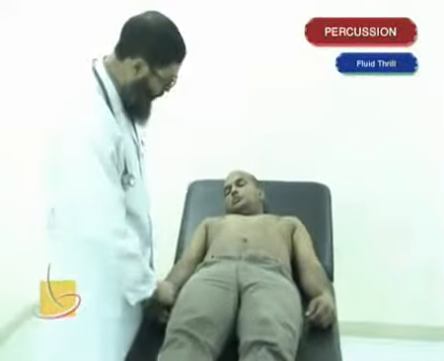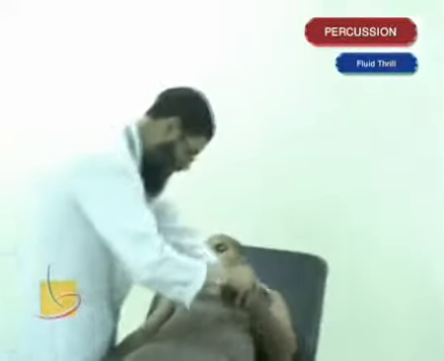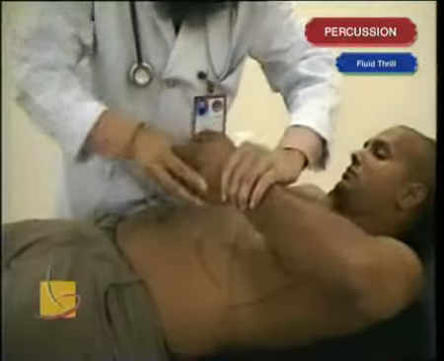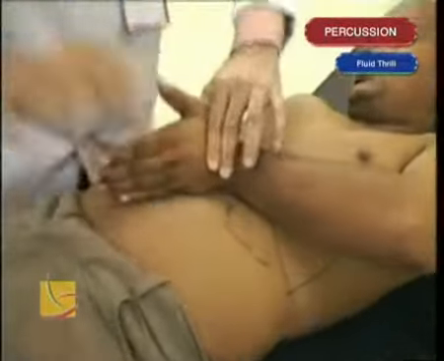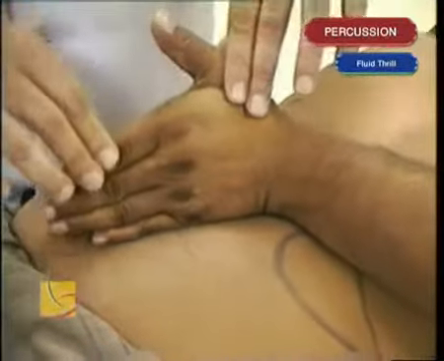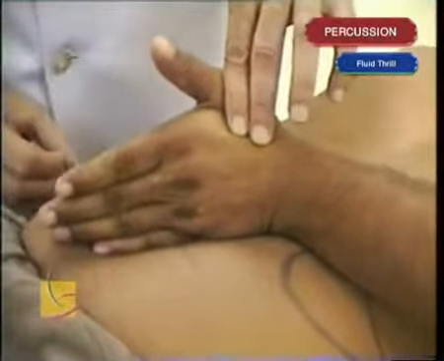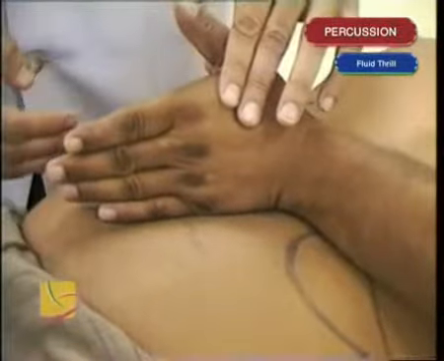What is the fluid thrill? You ask the patient to put his hands like this, like that, and apply pressure. If you don't ask him to apply pressure, then you didn't do the technique in the proper way. Why do you ask him to apply pressure here? To interrupt the wave from being transferred through the abdominal wall.